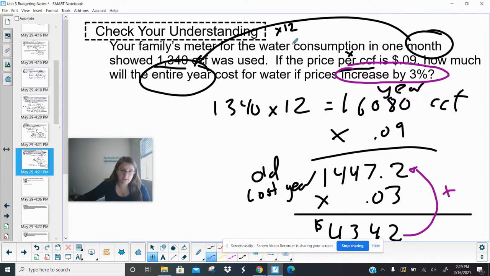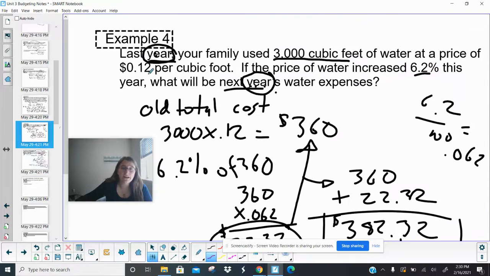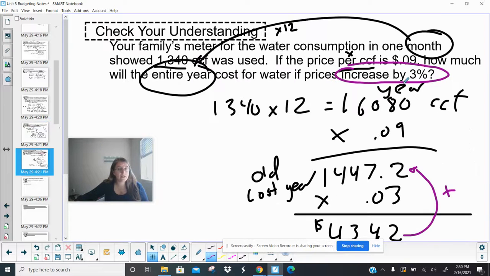That happens often, and I need to be more careful about pointing it out to you in the beginning. Always circle the time periods so you can make sure they match. If they match, you don't do anything special. If they don't match, month to a year, you have to do that conversion that we are used to, hopefully by now.